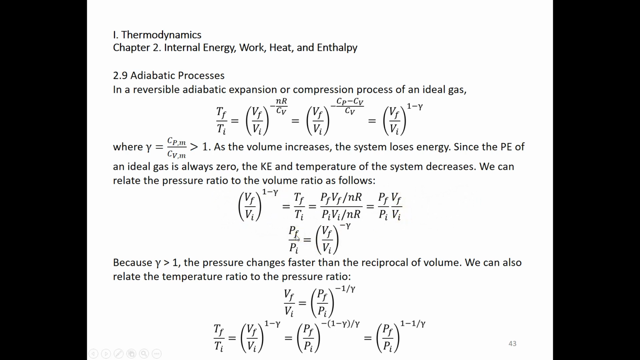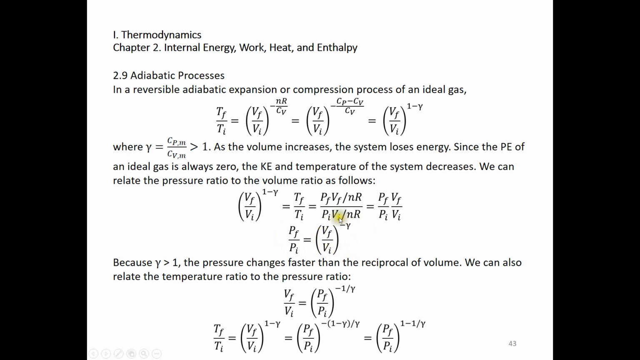Alright, and then we have P final over P initial is equal to V final over V initial to the power of negative gamma. Again, gamma is usually just greater than 1. So that means the rate of the decrease of pressure is faster than the increase of volume, right? By just looking at this equation, because this gamma is greater than 1. Also, we can relate the temperature ratio to the pressure ratio. That's just algebra, because from this equation, we can just raise left and right to the power of negative 1 over gamma.